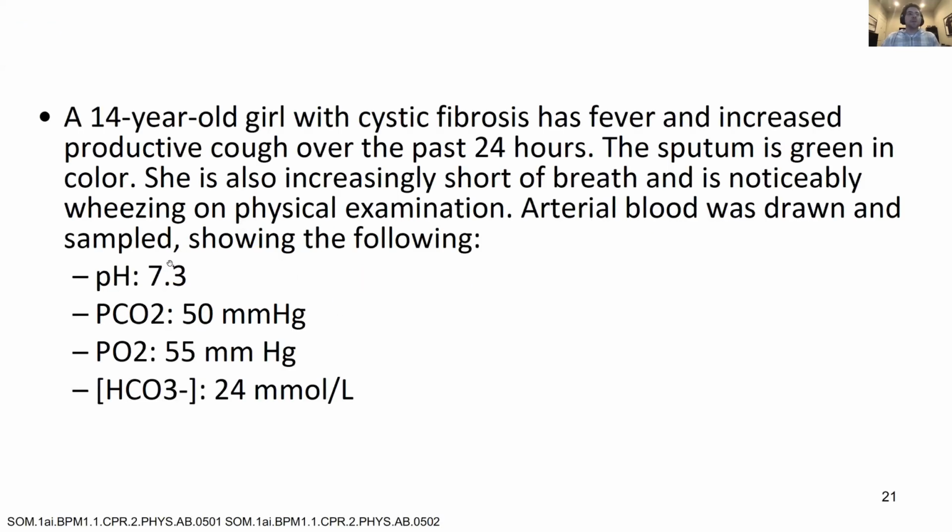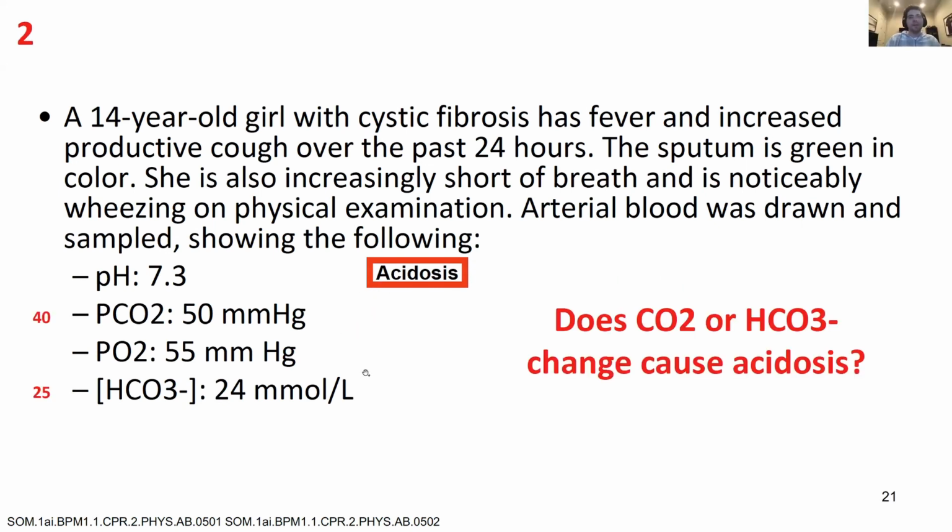Okay, so pH is down, right? So we have acidosis. So now we want to ask ourselves, do we have respiratory acidosis or do we have metabolic acidosis? When we look at these values, the PCO2 is elevated. Does that cause acidosis? Yes, it does, because carbon dioxide acts as an acid. So this is going to cause the acidosis. Here the bicarb is in the normal range, so it's not causing the acidosis. So we know that the primary cause of this acidosis is respiratory.